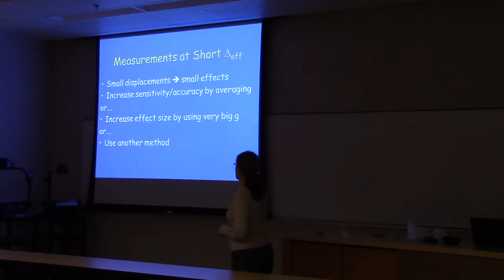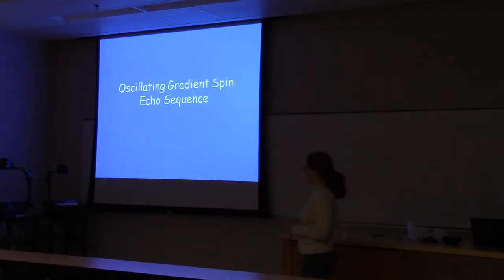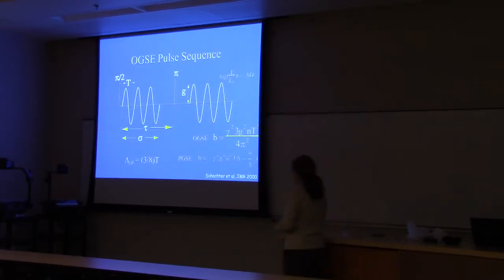So we don't really want to have these big gradients. We don't want to be averaging all weekend, so we need this other method. And that's where this oscillating gradient spin echo method comes in. So, projector is up there. I don't think I'm going to be able to reach it, so I'll have to do it by hand.